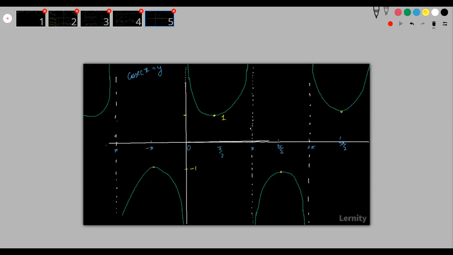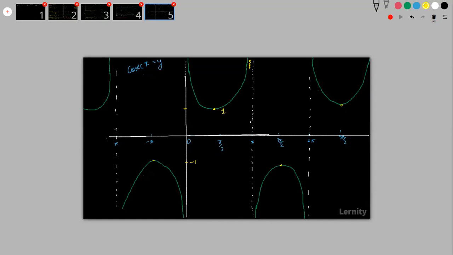So there will be some gap in between. This gap will keep on getting smaller and smaller, but this gap will never be zero.